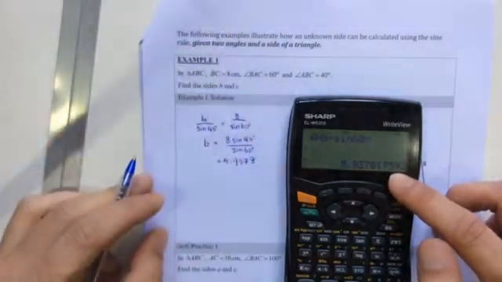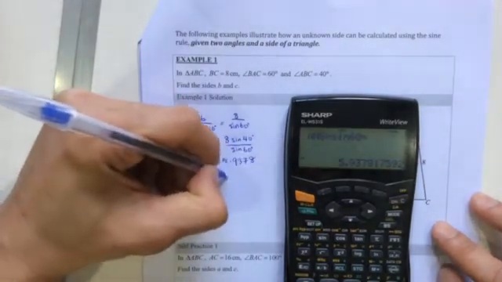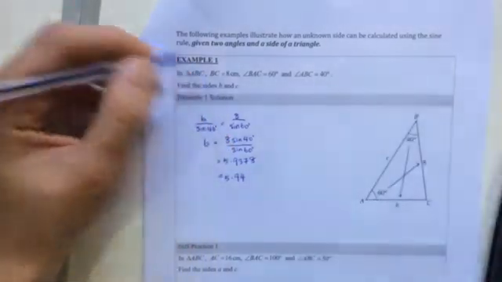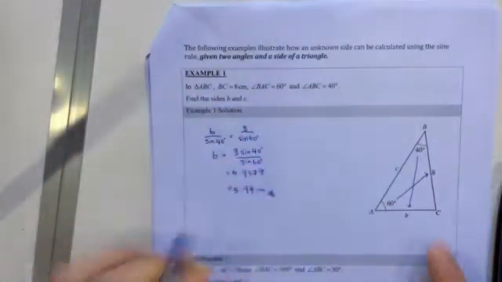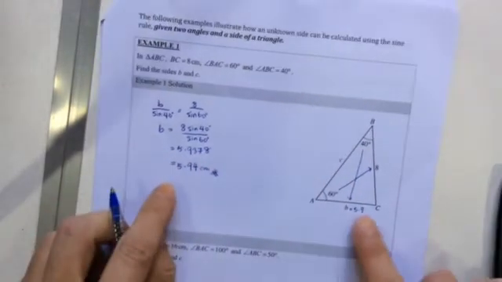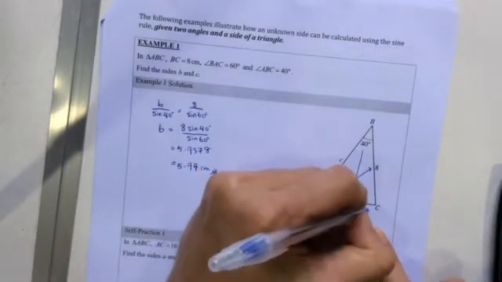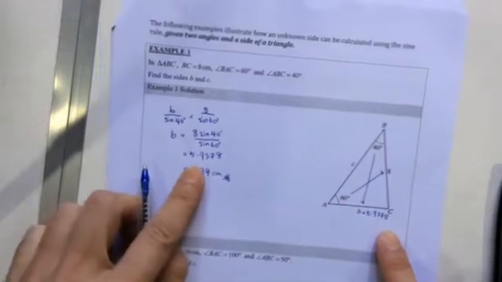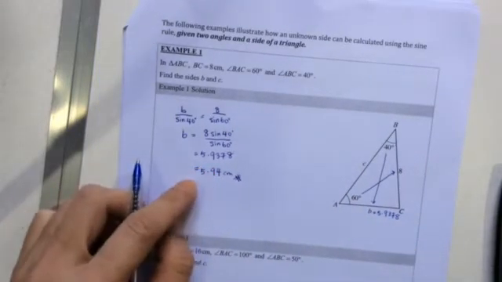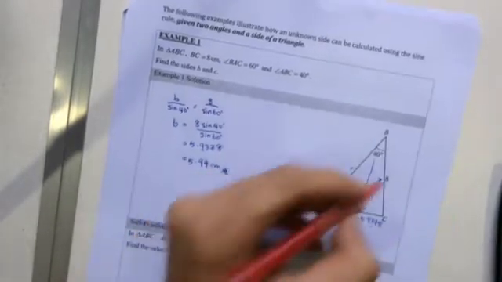5.9378, and for the final answer, side B will be in 3 significant figures, so 5.94. The unit is in centimeters, so I'll put cm as the final answer. So I have an answer of 5.94 here. I will label this with the more accurate answer of 5.9378.